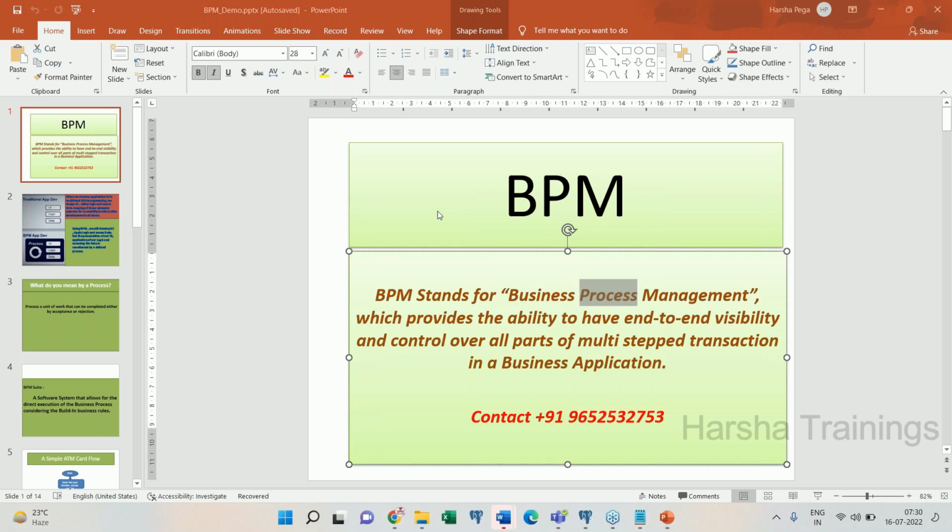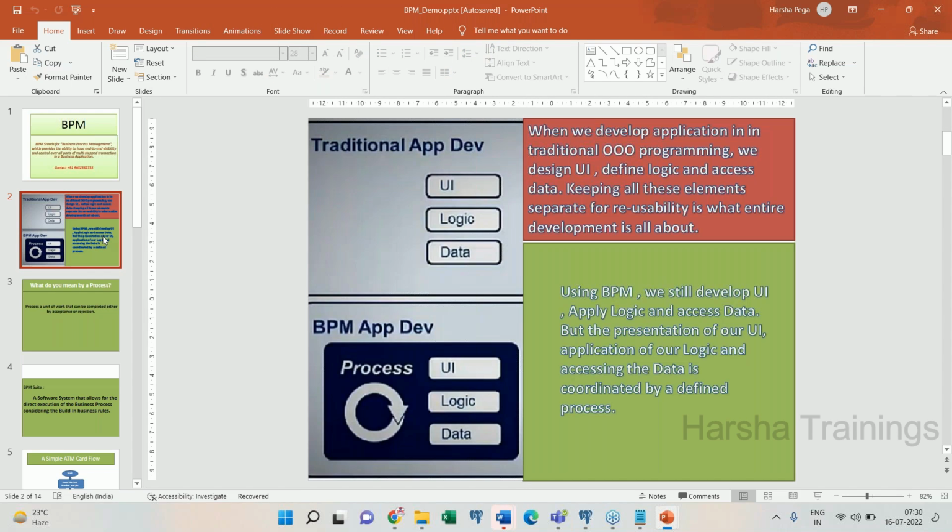I told you BPM is used to develop business applications, correct? There are so many things like Java, .NET, a combination of UI, business logic and database technologies you can use to develop business applications. Compared to traditional application development, what is additional in BPM? There are so many advantages, but we are not going to talk about advantages. What is the additional component available in BPM? At the high level, I am not going to go in depth.